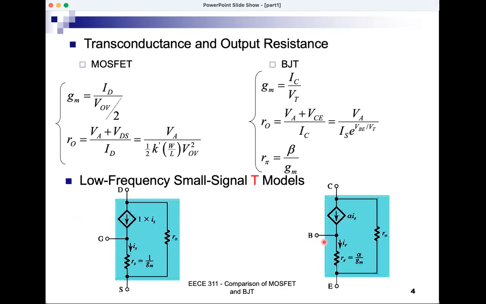And there is this current here. This is the current flowing in re, and the current flowing here, alpha iE. The difference between them, this current minus this current, would be the base current.